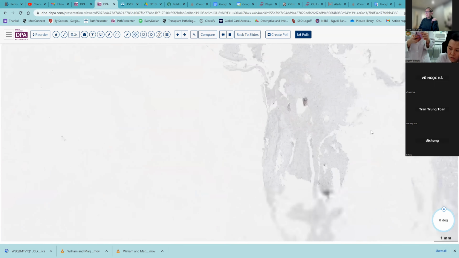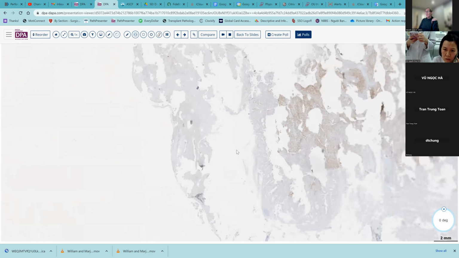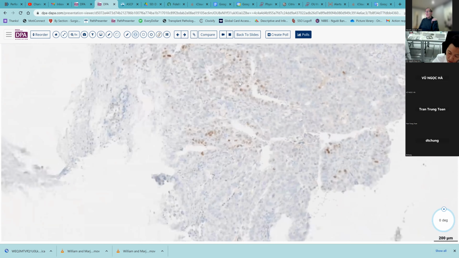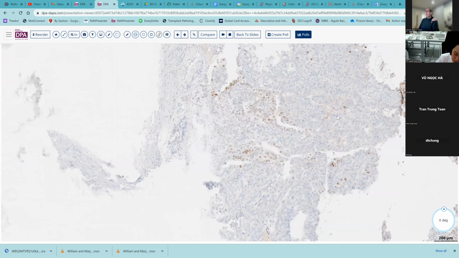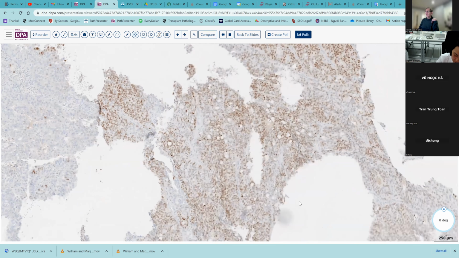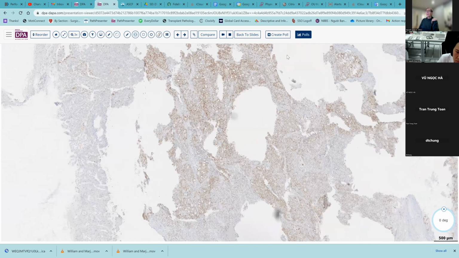Okay, let's find the areas of concern. You can see that some of our cells in the more columnar area have a little bit of this CDX2 marker. But the more solid tumor, as we go over here, is much more strongly positive with this. So more strongly expressed in that area of the tumor.